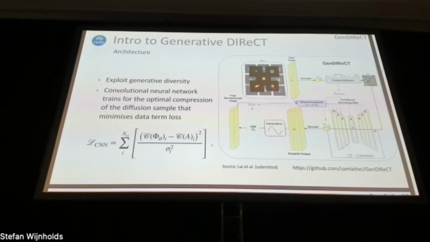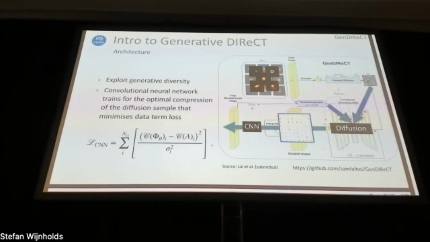Okay, so again, on our architecture, I've talked about what the diffusion model means, the diffusion model of this part, and that gives us a sample of images. And what we do next is that we have to understand that these conditional diffusion models don't actually minimize the data terms explicitly. So we just append a CNN on top of it, to optimize for the data term loss. So that's what that is. This fancy C here just means the forward transformation between the image and the closure invariance. So just minimize the closure invariance loss, the chi-square.